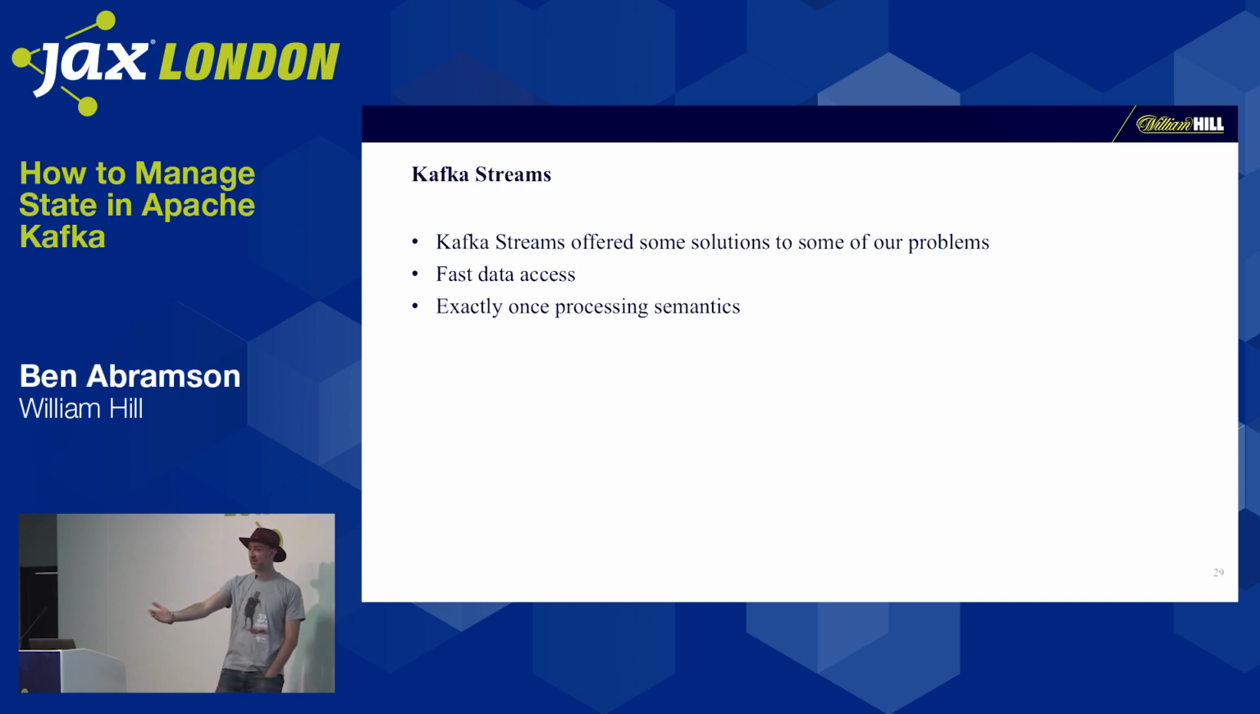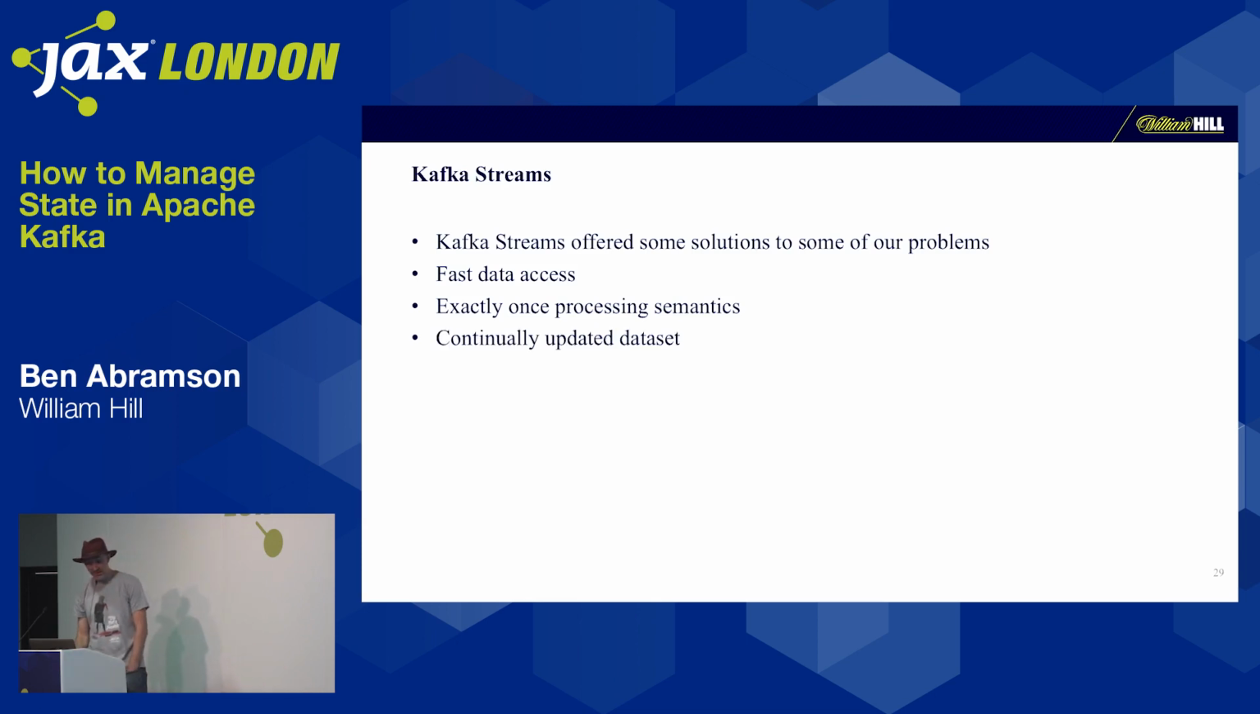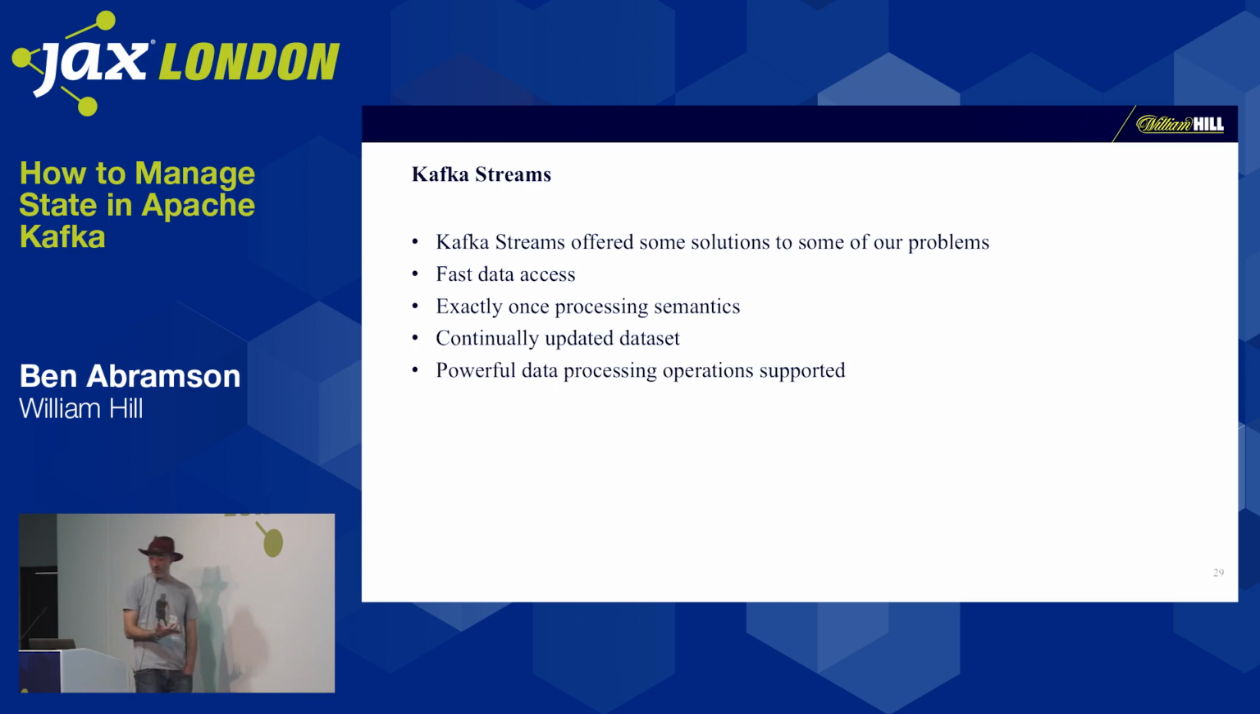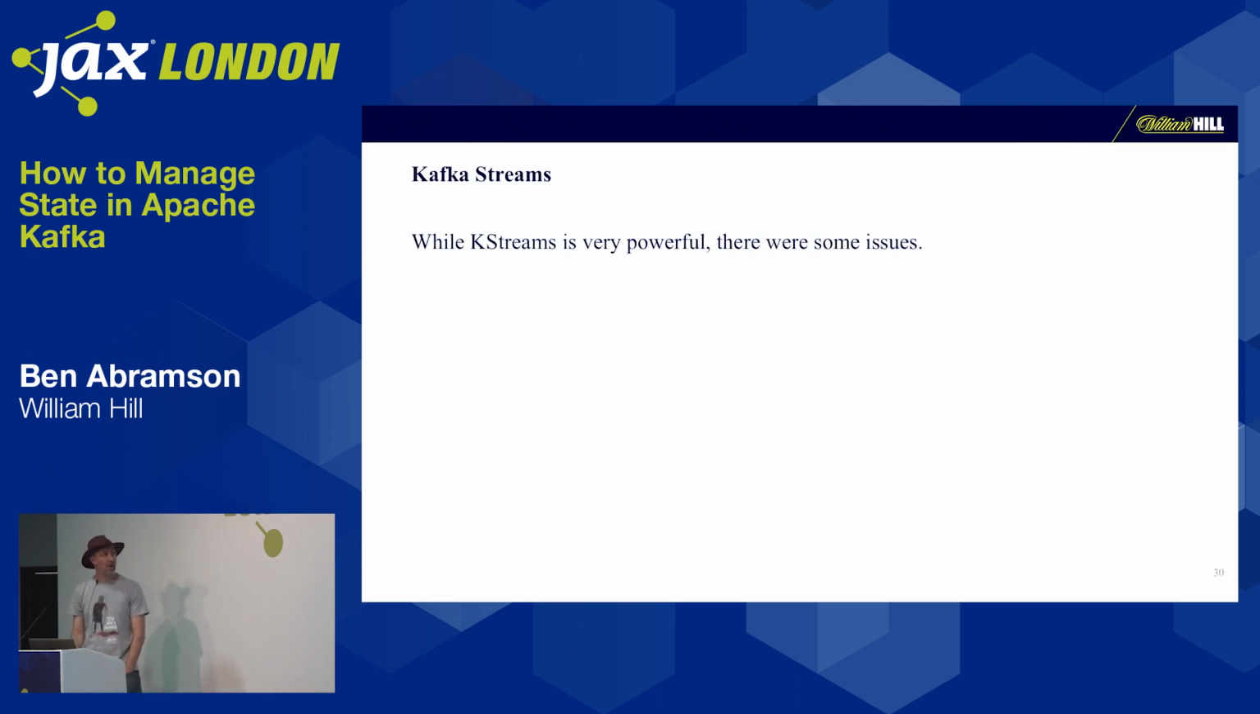If it's Man City versus Liverpool, Mohamed Salah scores a goal, we want it to say 1-0, not 0-0, not 2-0. It needs to say 1-0. So exactly once is really important for us. You get the continually updated data set, and you get some really powerful data processing operations. So Kafka Streams gave us the opportunity to solve a lot of these problems. But we had some issues.